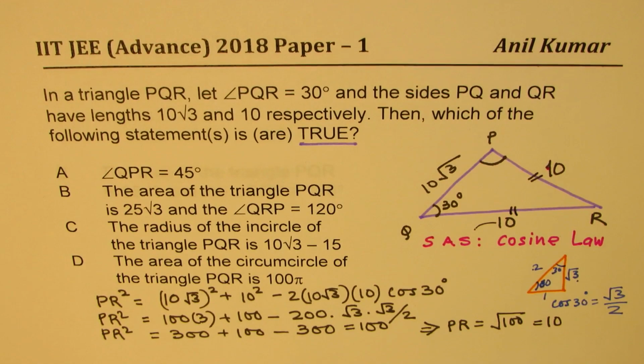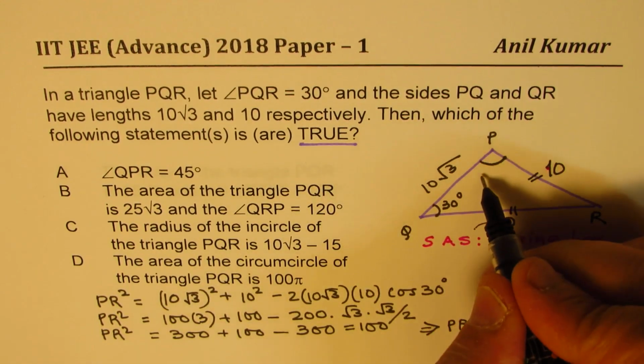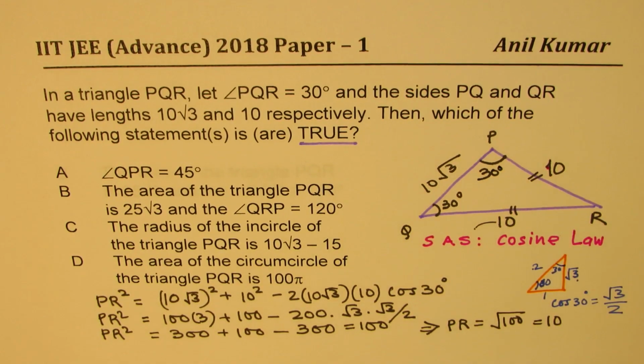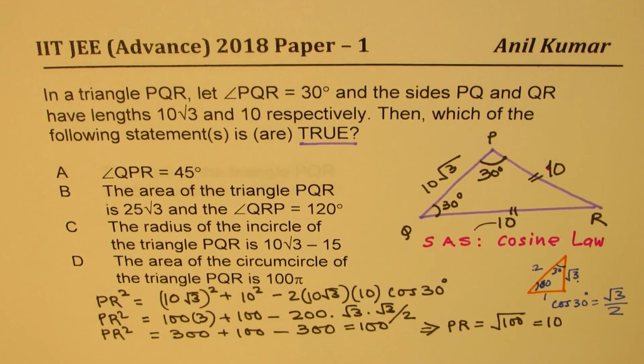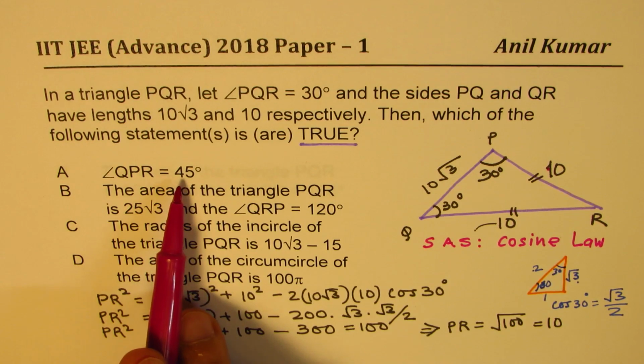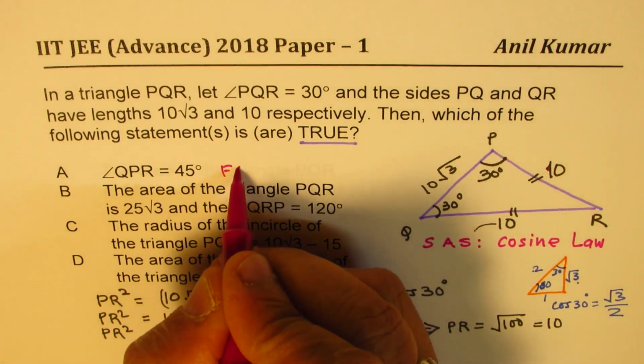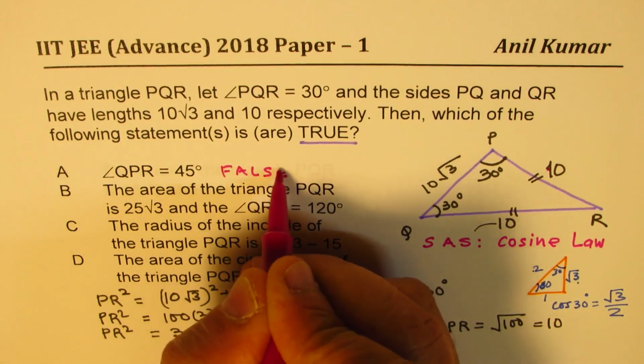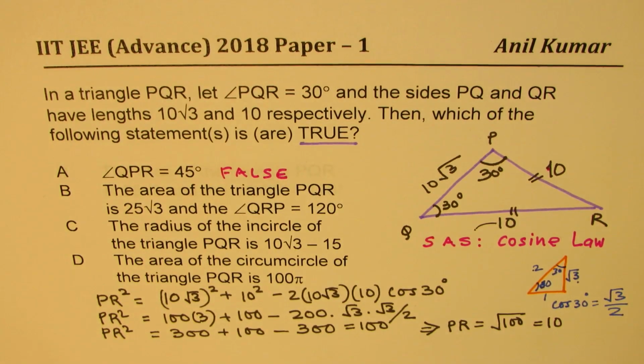That means it is an isosceles triangle, right? So the sides opposite should be the same. So this angle is 30 degrees. And so, angle QPR is 45 degrees is false. So that is definitely not the right answer.